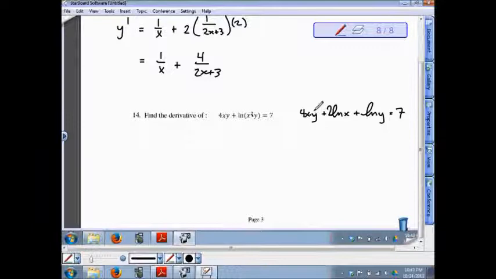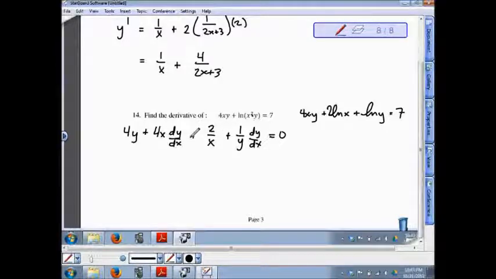This is a product right here, so we're going to have to use the product rule. So that's going to be 4y plus 4x dy dx. That's the product rule. This stems from this first term. Plus 2 times the derivative of the natural log of x, which is 1 over x, so that's 2 over x. And then the derivative of the natural log of y, we have to do the derivative implicitly, so that's 1 over y dy dx. That's all equal to 0.